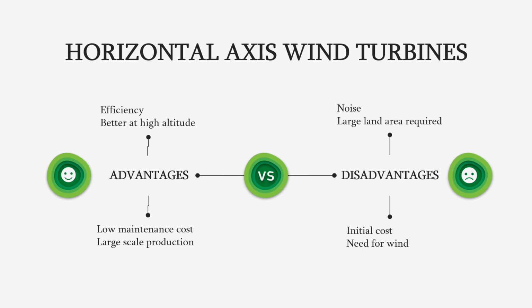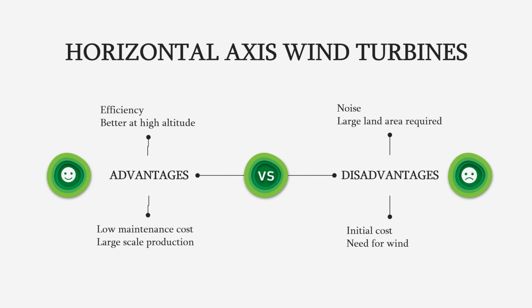Talking about the disadvantages, these horizontal axis wind turbines can generate significant noise levels, which can be a concern for nearby residents. They have an impact on wildlife. Horizontal axis wind turbines can also have a negative impact on wildlife, particularly birds and bats, which can collide with the blades. A large area is required. These horizontal axis wind turbines require a large land area for installation, which can be a limitation in some locations.